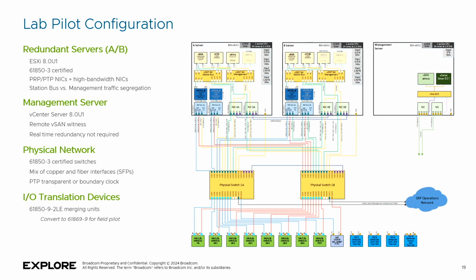So what does our configuration look like? I apologize for the really small image, but I wanted to give you the genuine Visio diagram that we used to start our lab pilot. So this is it. We have redundant servers A and B. They have ESX 8, a little bit older version on them right now, but we intend to update that as part of our testing, of course.